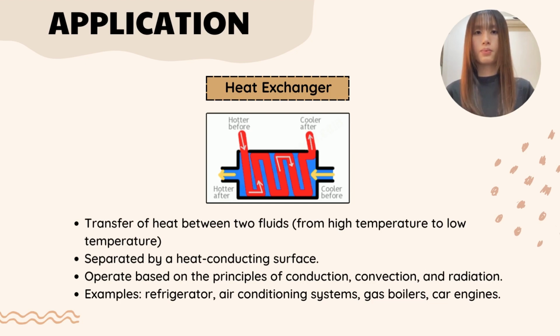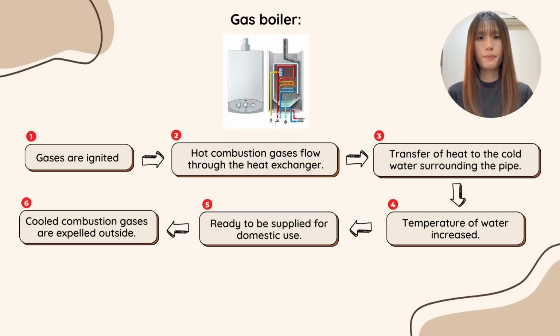Some of the common examples that utilize heat exchangers include refrigerators, air conditioning systems, gas boilers, and also car engines. For example, in a gas boiler, there is a heat exchanger that allows the transfer of heat from the combustion gases to the water circulating within the system. In a gas boiler, hot combustion gases are produced, and they are then flowed through a series of pipes in a heat exchanger while the water circulates around them.